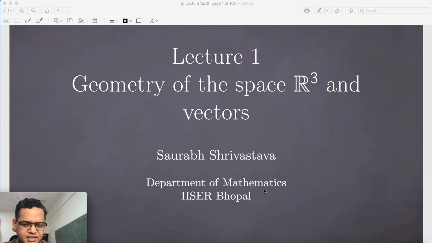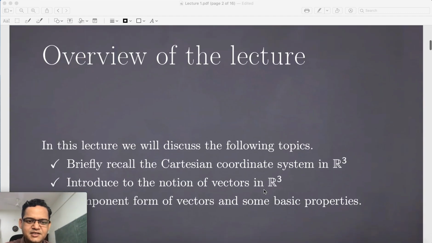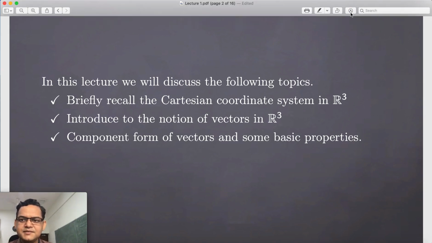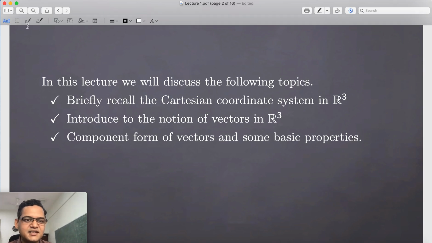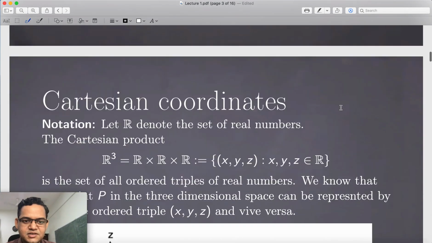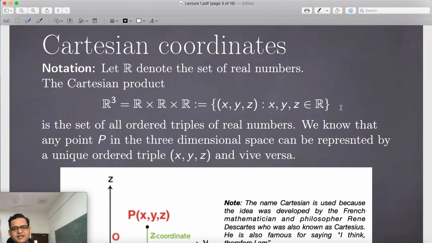In today's class, I am going to briefly recall some notions which you already know, and then introduce the notion of vectors. I will also discuss the Cartesian coordinate system, just to set the notations, because you already know what the Cartesian coordinate system is, correct? All right. Okay, let's move on to the next slide. Cartesian coordinates.